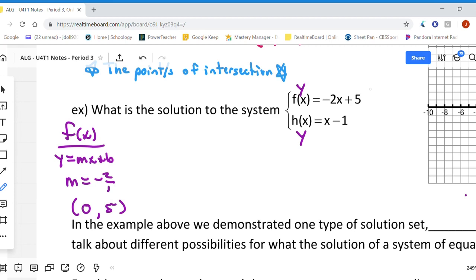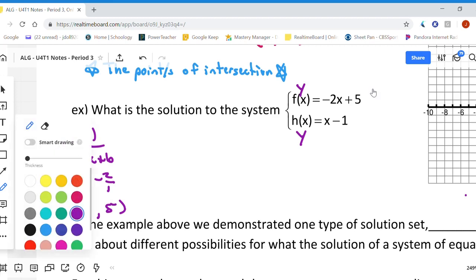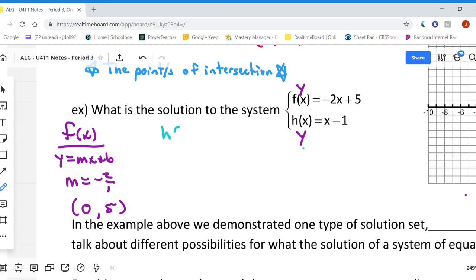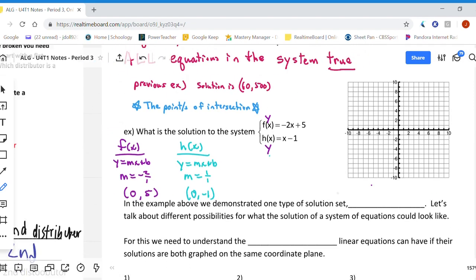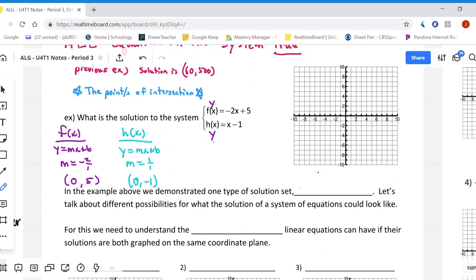and our ordered pair is 0, 5. So that gives us f of x, and then I'm going to use a different color here for h of x. H of x we can see is also in slope-intercept form. M is equal to 1/1, and we can see our y-intercept is 0, -1. So far, absolutely nothing has changed from what we did back in Unit 3, except that we have to do it for 2 equations rather than just 1 equation.